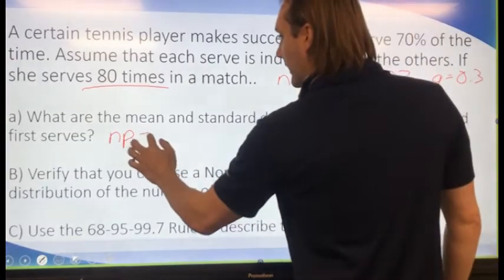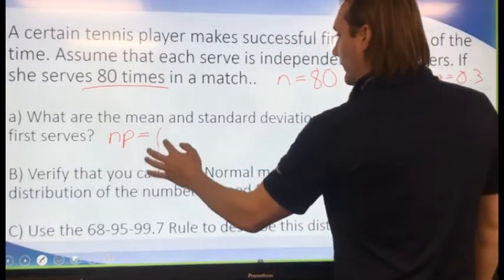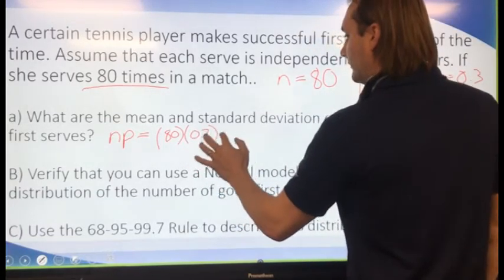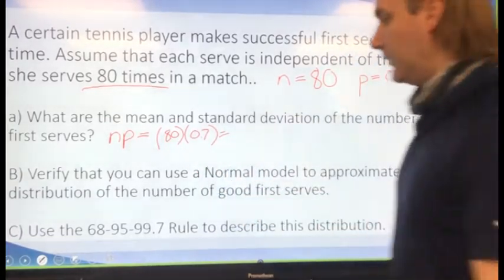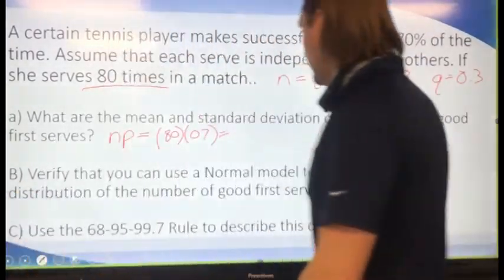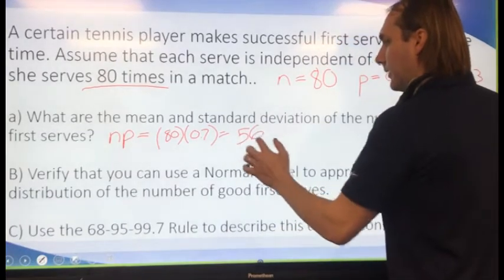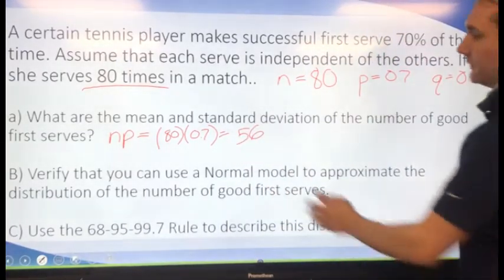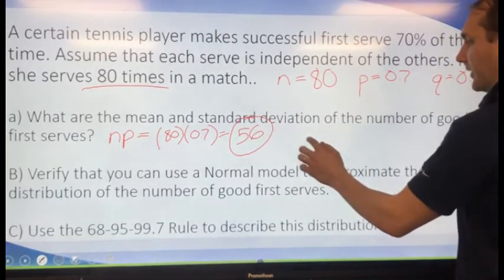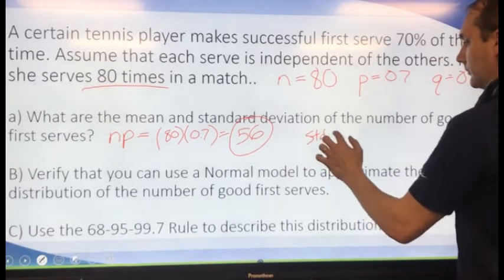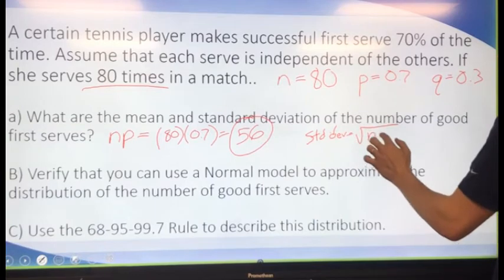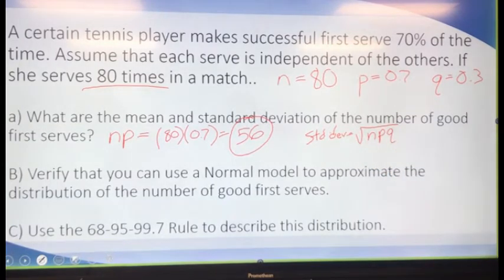So to find my mean, it's n times p. So 80 times 0.7, which equals what? 56. Okay, so that is my mean. She'll make about 56 serves out of 80. And my standard deviation looks like this. It is the square root of npq.